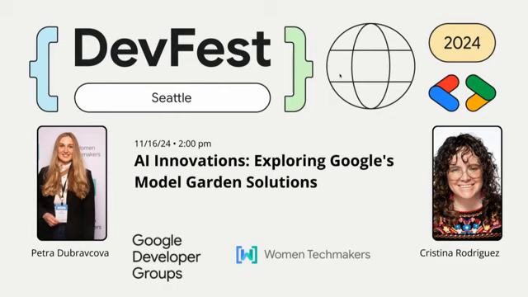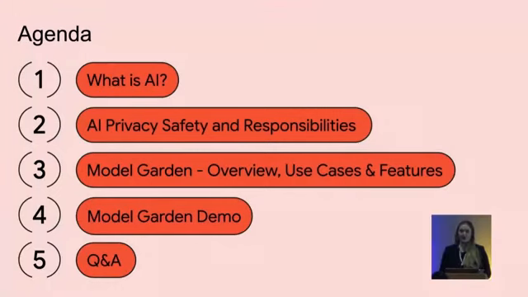Hi everyone, can you hear me well? Alright, so let's get started. Today our session is on AI innovations: exploring Google's Model Garden solutions. We will go through this agenda: what is AI, AI privacy, safety and responsibilities, Model Garden overview, use cases and features, Model Garden demo, and then in the end we'll loop you again.